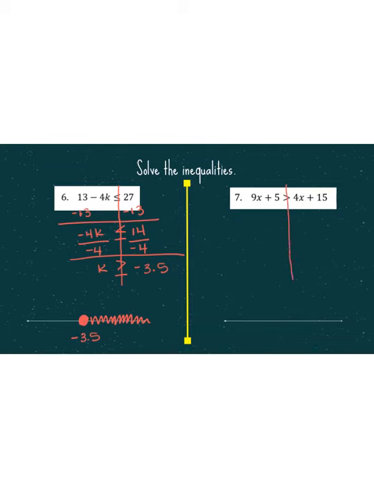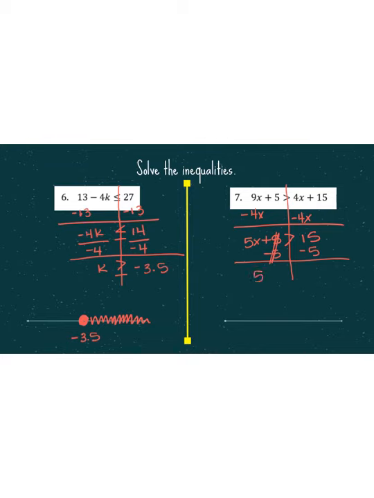Okay, number 7, I want to get my variables together. So I have a 9x on one side and a 4x on the other side. I want to move my 4x over by my 9x, so I'm going to subtract them from both sides. So I have 5x plus 5 is greater than 15. Okay, I don't want to have that plus 5 on the side, so I'm going to get rid of 5 over here. If I get rid of 5 over there, I have to get rid of 5 on the other side. So those 5s are gone.